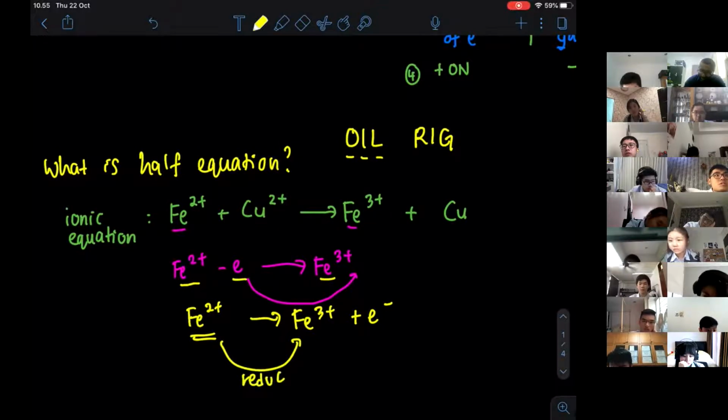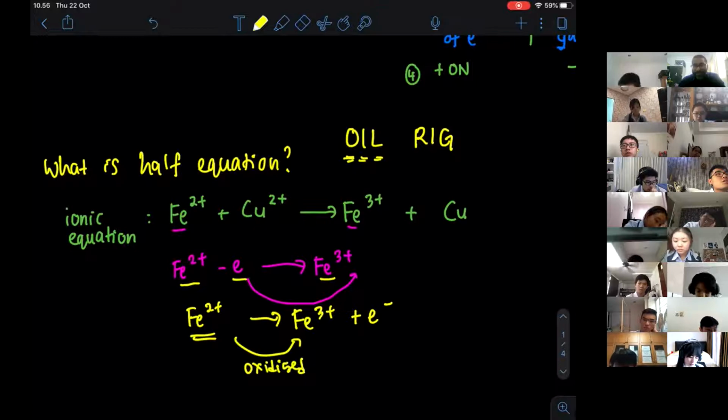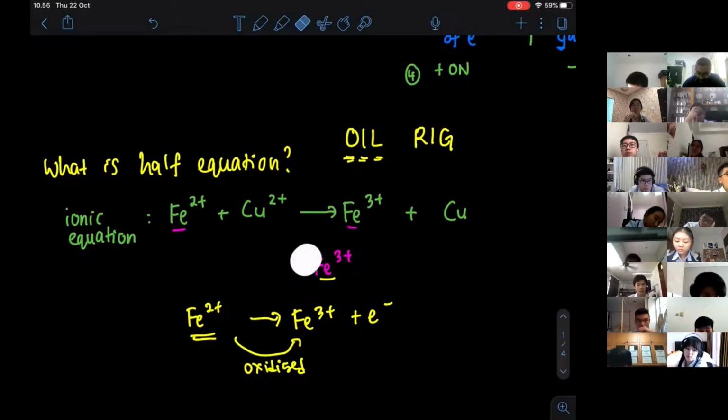So it is going to be oxidized, because of OIL RIG. Oxidation is loss of electrons to become Fe3+. This is using electrons. Okay, Even? Yeah. Now, I will erase this part so that we don't get confused.